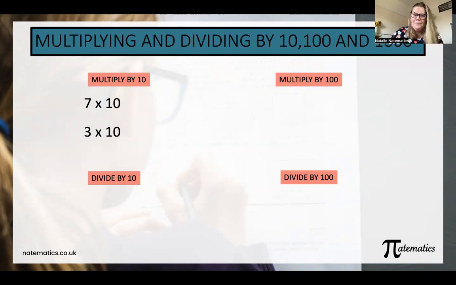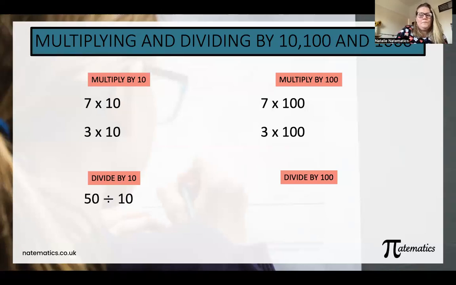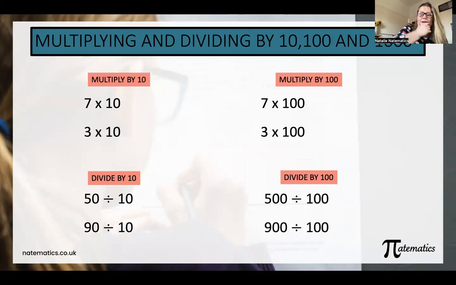So 7 times 10, 3 times 10. And then what about 7 times 100? 3 times 100. Then I'm going to change numbers a bit and say, well, actually, 50 divided by 10. 90 divided by 10. Is there any difference? And then 500 divided by 100 and 900 divided by 100. So just put pause on this for a second. Have a go at those. Just write them down. And then once you've done, just press play again.